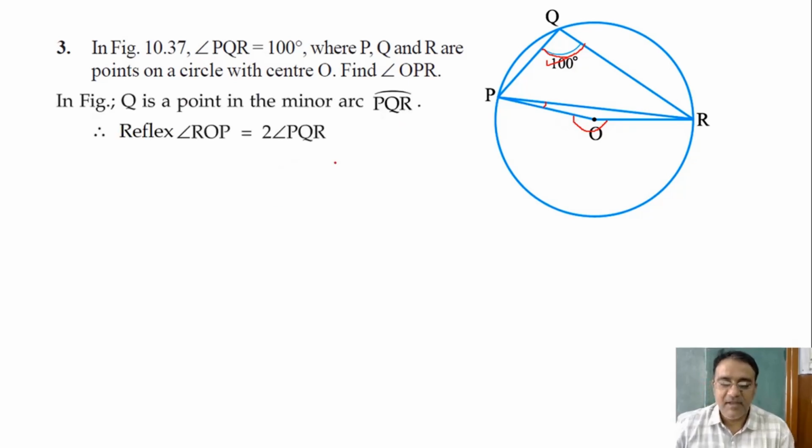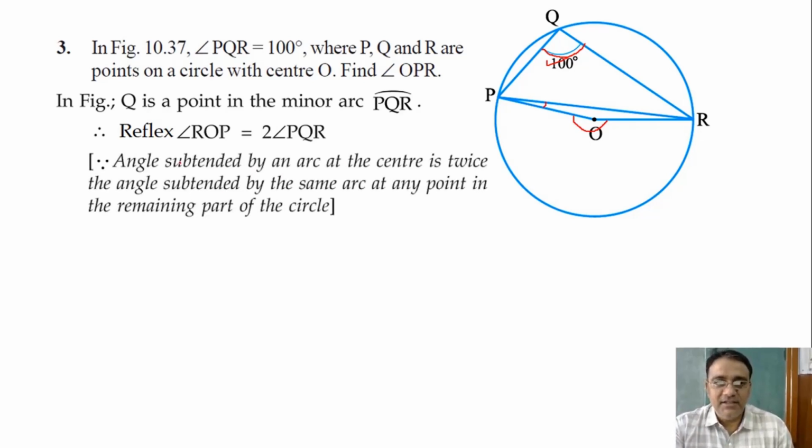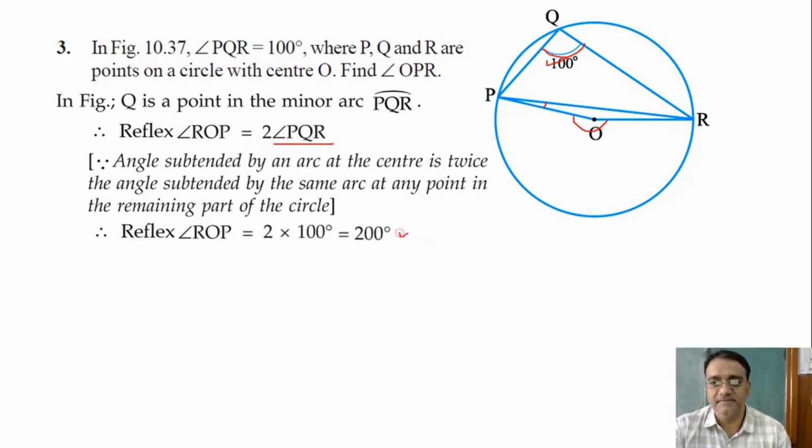Why? Because the angle subtended by an arc at the center is double the angle subtended by it at any point on the remaining part of the circle. Right? So reflex angle ROP will be equal to 2 into 100, and that is equal to 200. Now what is the value of this angle POR? 160 degrees. How did you get 160 degrees?